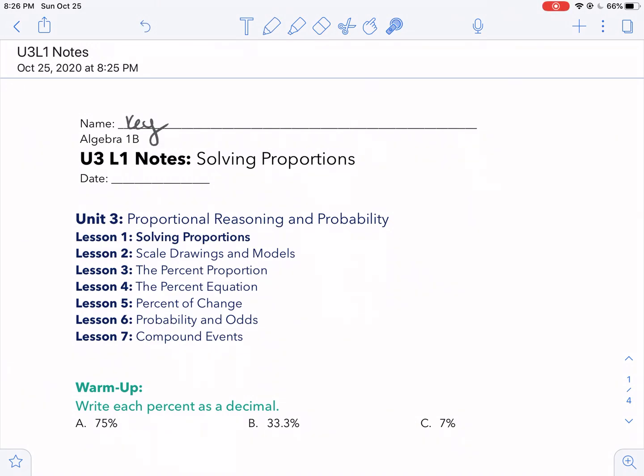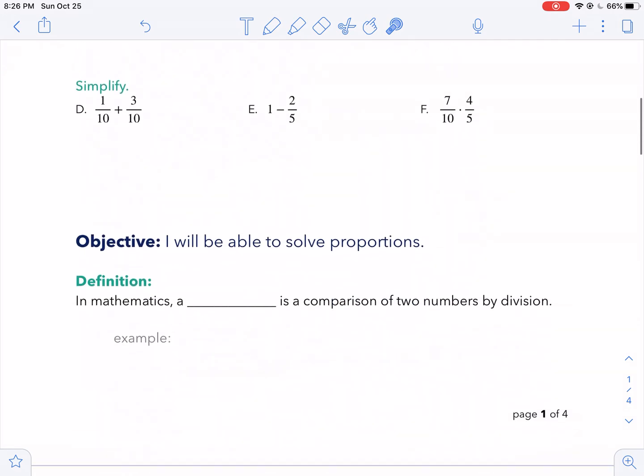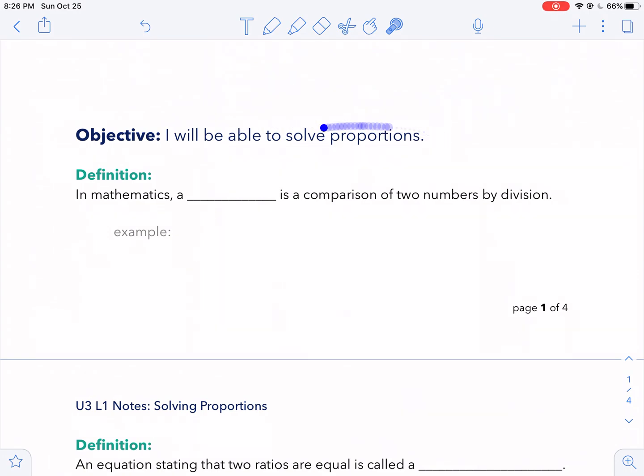Hi guys, welcome to your Unit 3 notes. Today is Lesson 1, Solving Proportions. By the end of the day, you will be able to solve proportions.